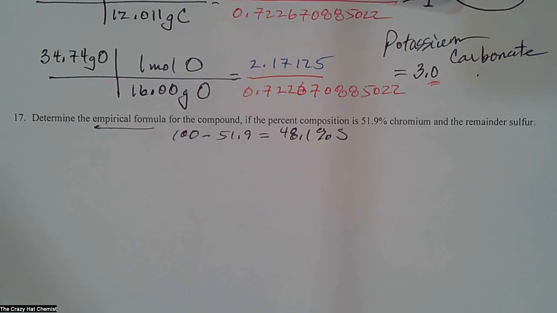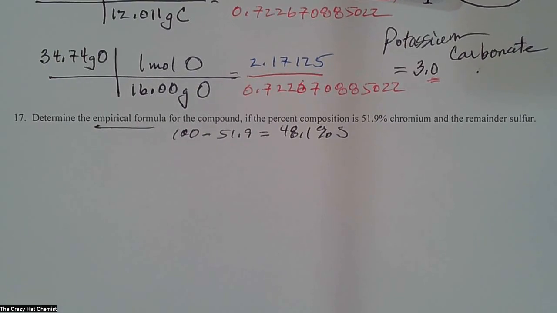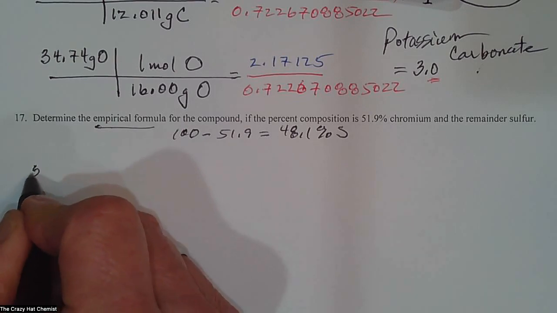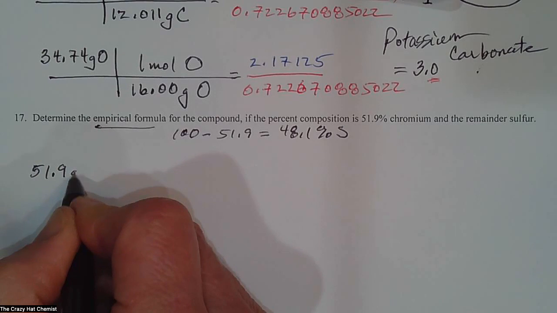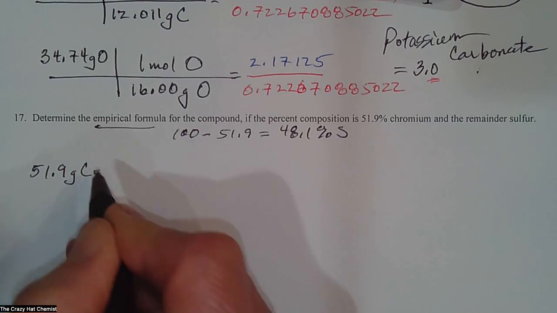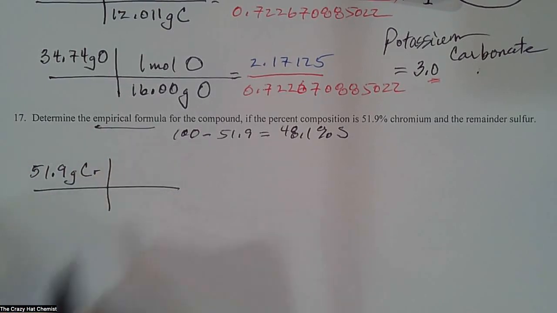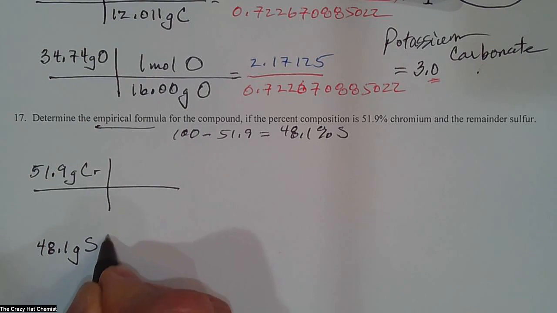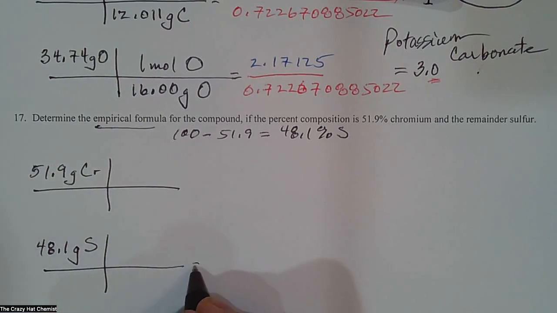We're going to say that we have 100%. Therefore, we have 100 grams. That's our assumption to make the math work out nicely. So now what we're going to do is take our 51.9 grams of chromium and convert that into moles. And then we're going to take the 48.1 grams of sulfur and convert that into moles.